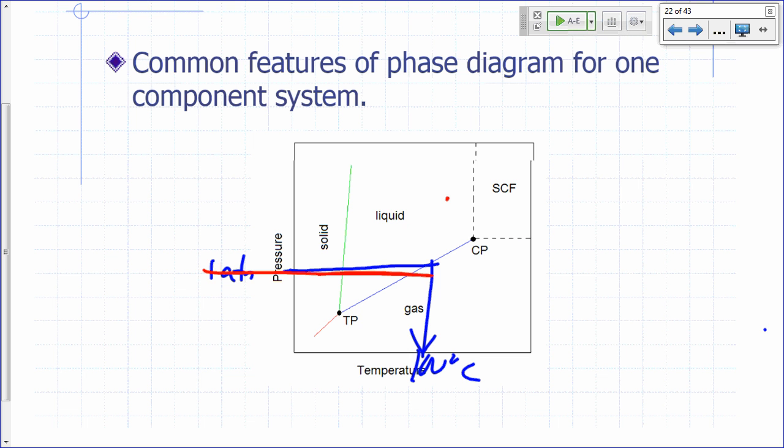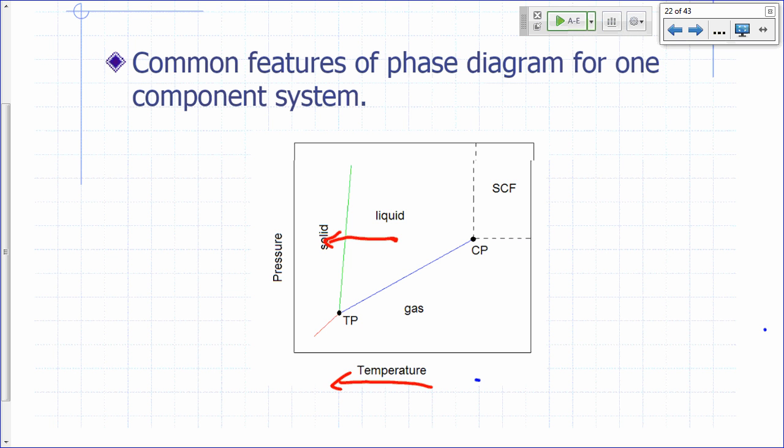Now, what would happen if you have a liquid? So this point right here is in the liquid region. The pressure and the temperature at that point represent a condition where you expect to find your substance in a liquid form. What would happen if you were to cool that liquid, maintaining the pressure? Cooling means lowering the temperature, right?